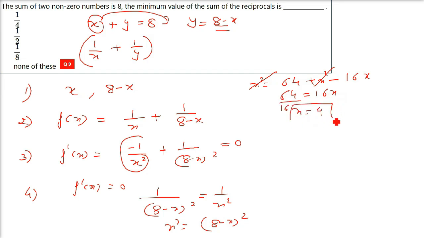And what is y? Y is equal to 8 minus x. This is already established in the question, in the first part if you see. So y is equal to 8 minus x. It will be 8 minus 4. That is going to be 4.